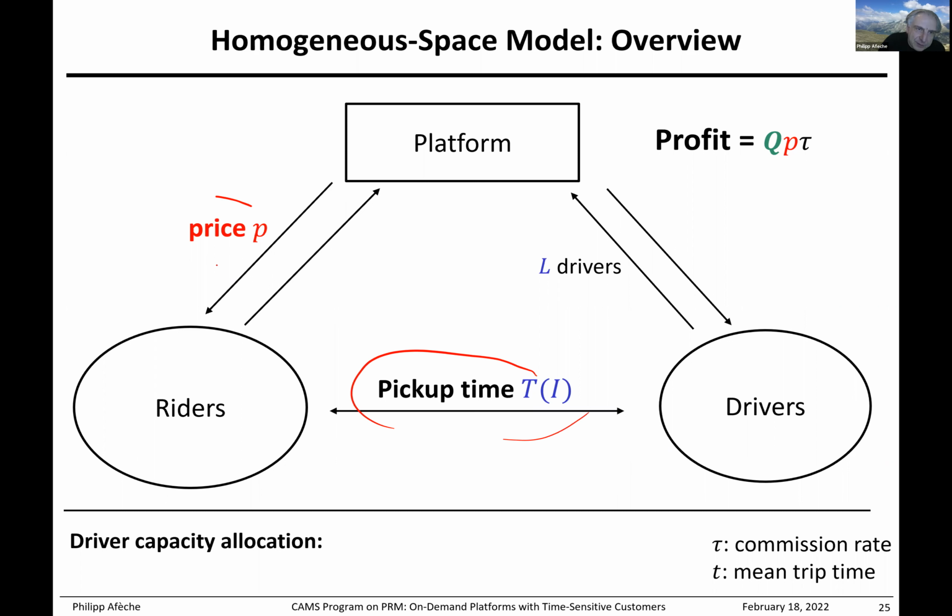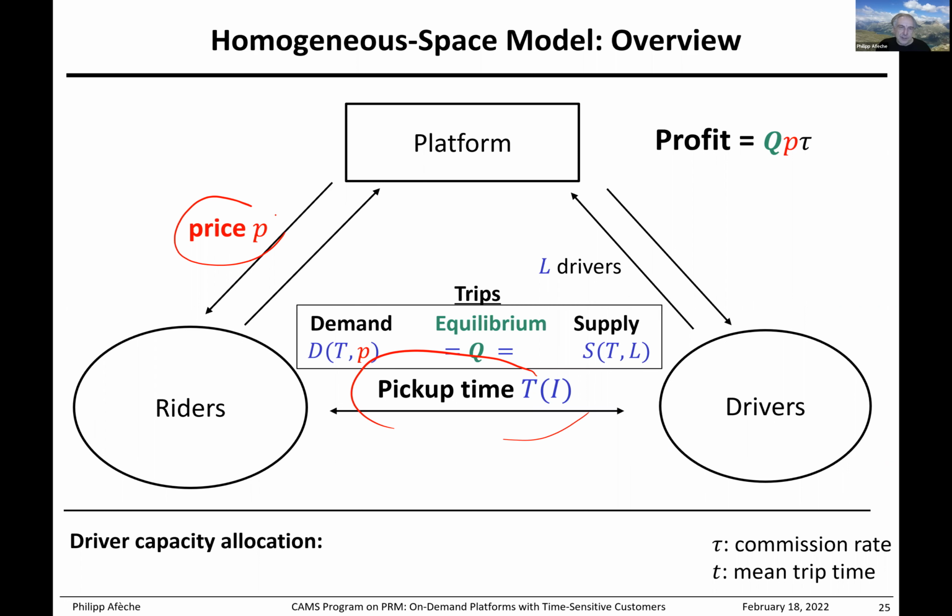A common feature to the earlier model is that, if we look at trips, we can think of trips from three perspectives. On the demand side, the demand is going to be a decreasing function of mean pickup time and price.